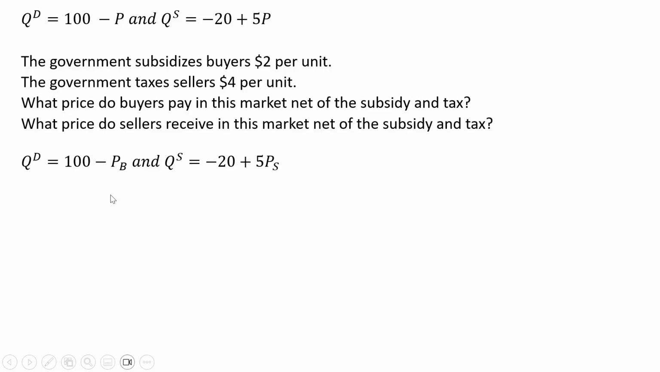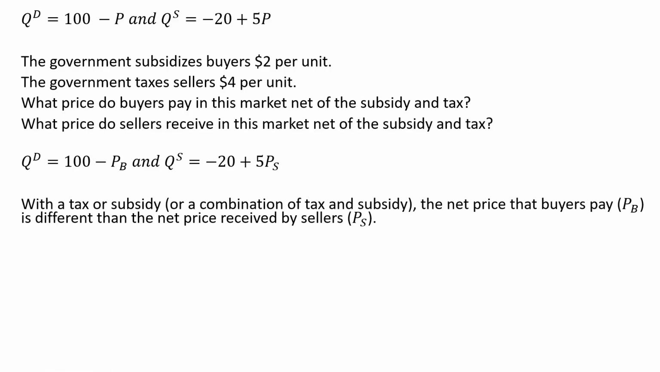First thing we'll recognize is that when we have a tax or subsidy, or a combination of a tax and subsidy, the net price paid by buyers, P subscript B, will be different than the net price received by sellers, P subscript S. So I'm making note of that in our market demand and market supply.